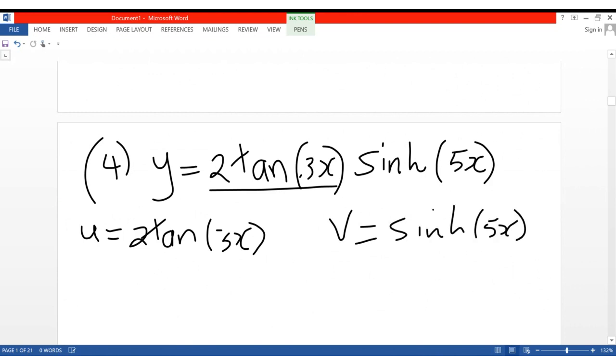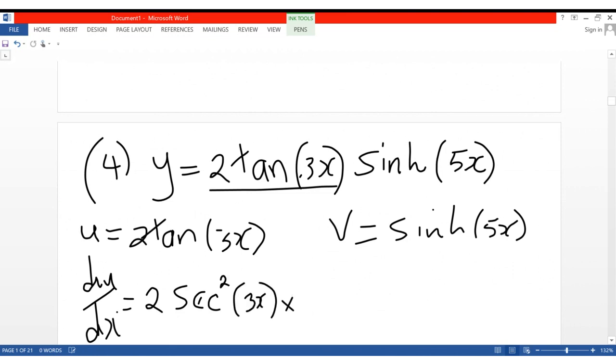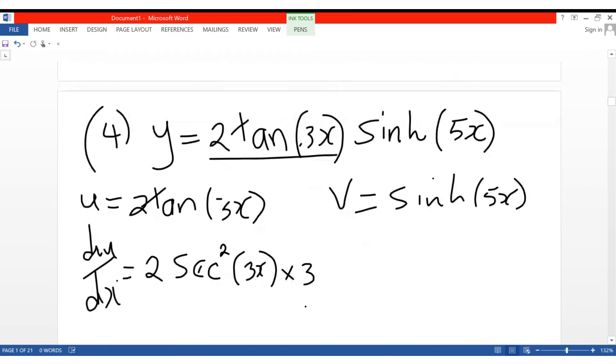So here I'll have du all over dx. Remember the 2 is not playing anything, so the 2 will remain. So I differentiate tan. When you differentiate tan, you'll get sec squared. Go back to the table, sec squared 3x. But don't forget to come inside. When you differentiate 3x, you get number 3. The 2 will remain as a constant. So the total answer will be 6 sec squared 3x. Why am I getting 6? I'm multiplying the 2 and the 3.